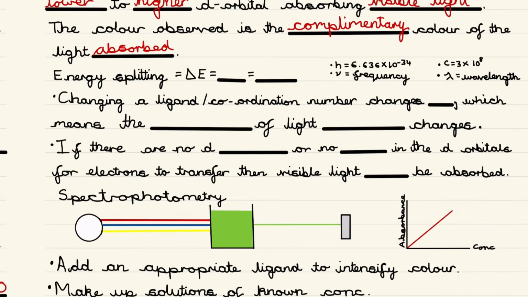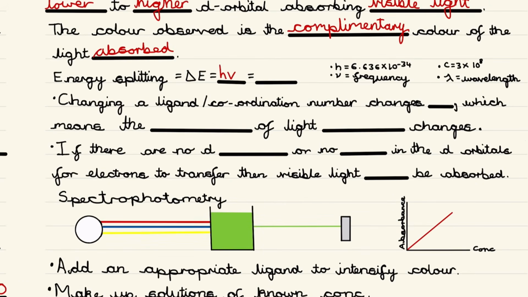Now the two formulas for this are the difference in the two energy levels is equal to hν, which is equal to hc over lambda. Changing a ligand or the coordination number changes the difference in energy levels, which means that the frequency of light absorbed changes. If there are no d electrons or no space in the d orbitals for electrons to transfer, then visible light can't be absorbed.